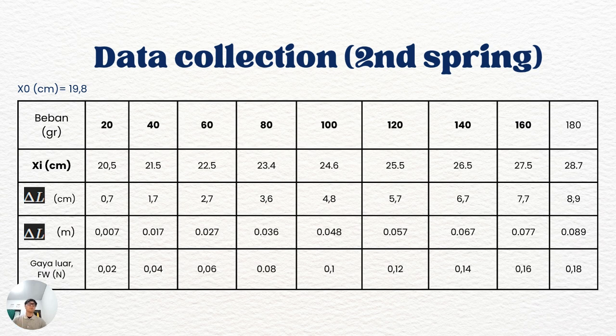Secondly, we can use the data collection on the second spring. On the second spring, the length of the spring is 19.8 centimeters. But because it is shorter than the first spring, the delta L is shorter, which you can see from the 20 grams. It only gets a delta L of 0.7 centimeters, and at 180 it is 8.9 centimeters, which is really a far cry from the first spring. Now, the force is constant across the board because it uses the same weight.